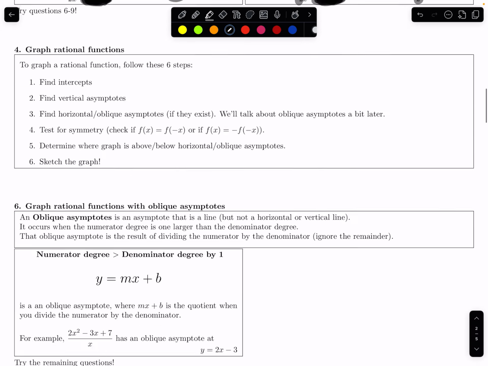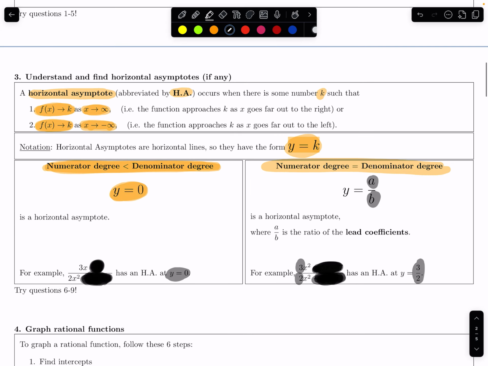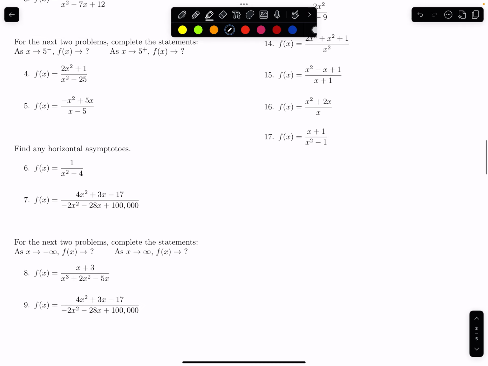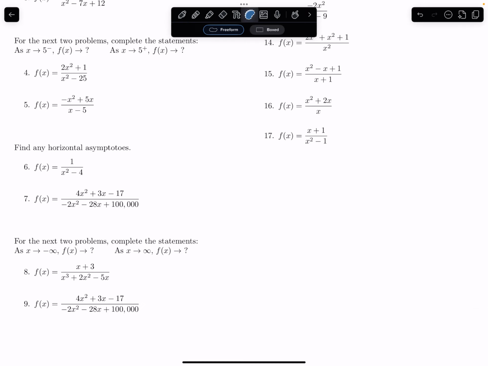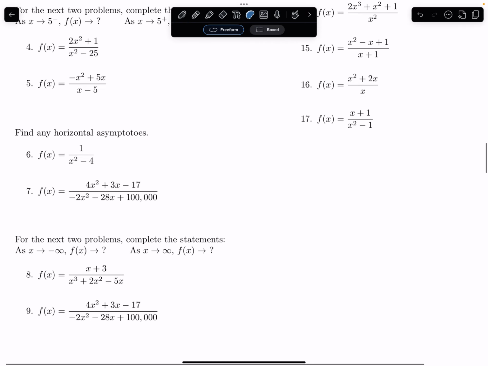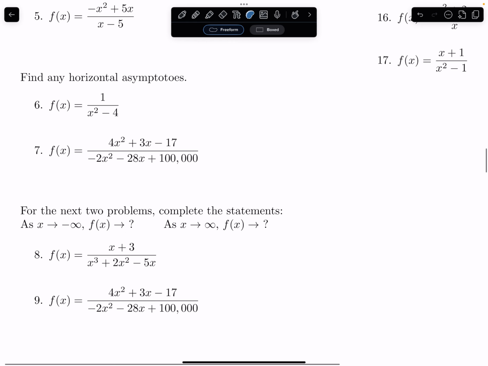All right, let's do the questions. Which one are we doing? 6 through 9. Okay, first of all, let's just do it right here, because these are easy ones.